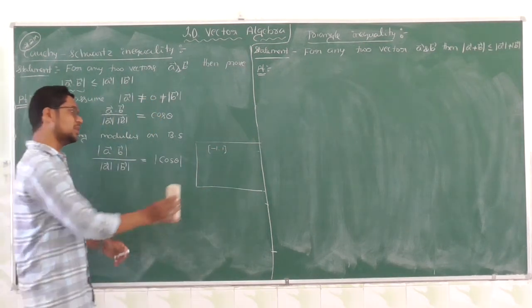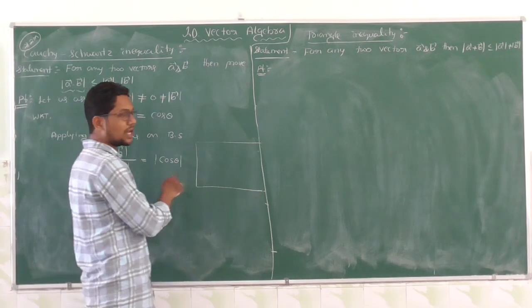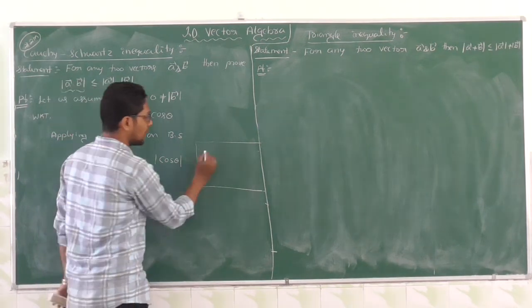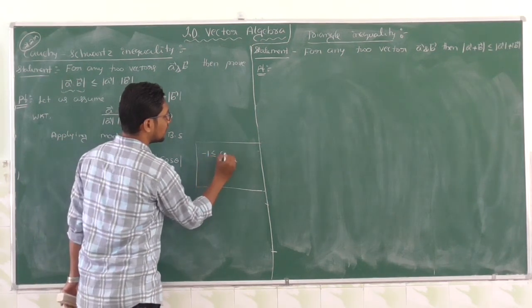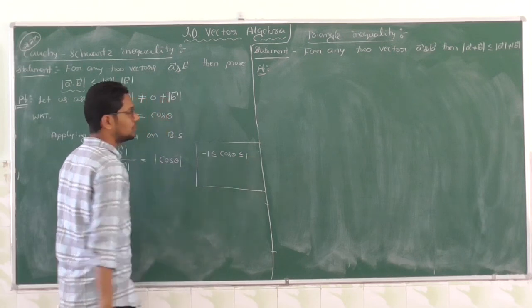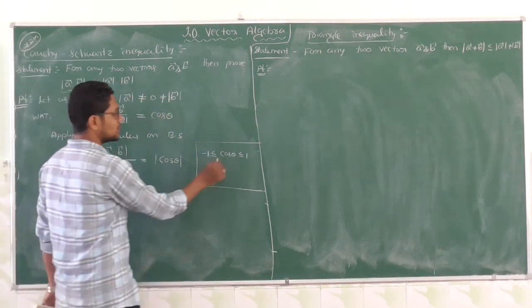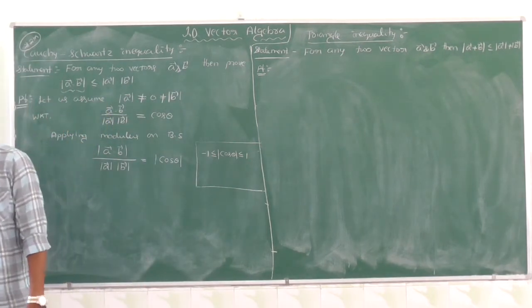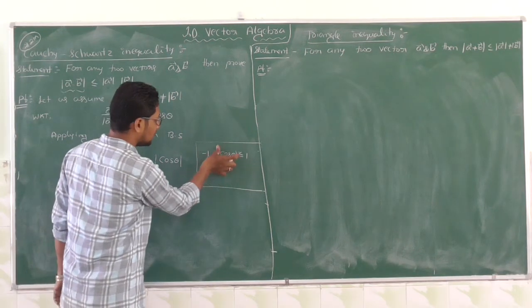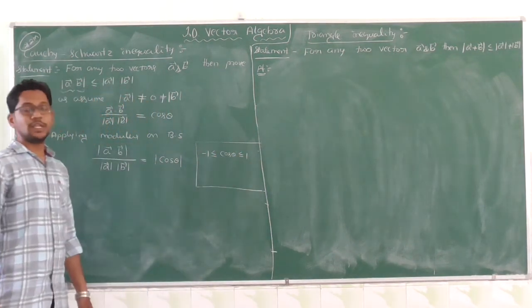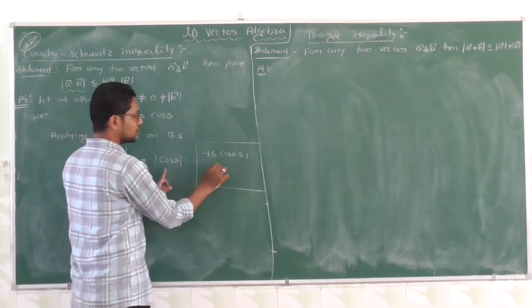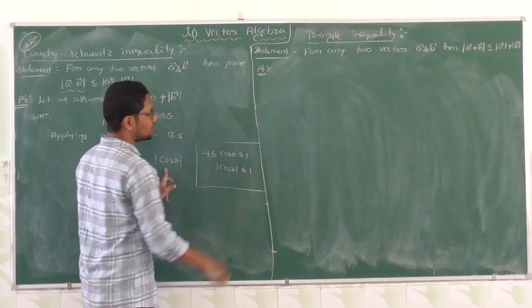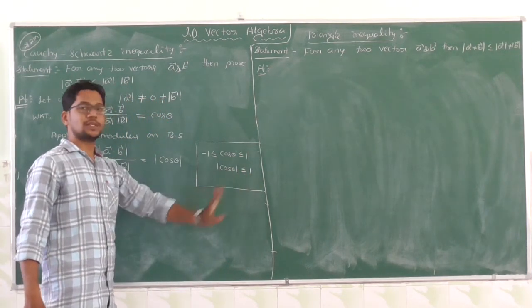Now, the cos function range is -1 to 1, including -1 and also including +1. -1 is less than or equal to cos theta is less than or equal to 1. Now I want the magnitude, that is the modulus. Modulus of cos theta is less than or equal to 1.